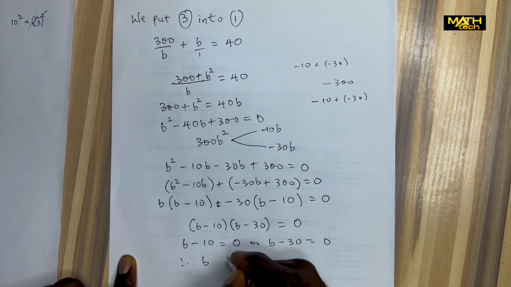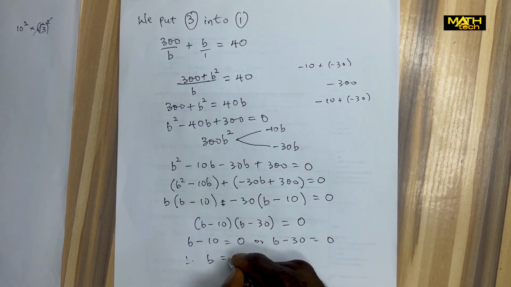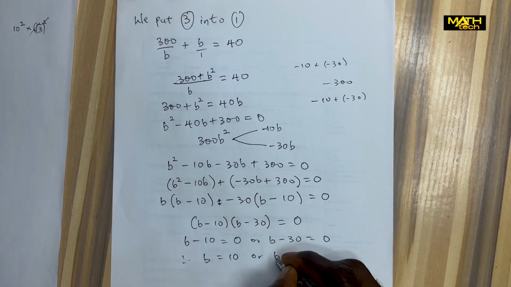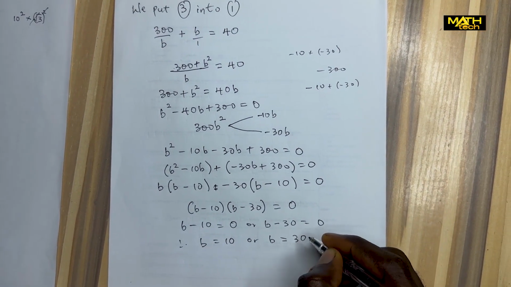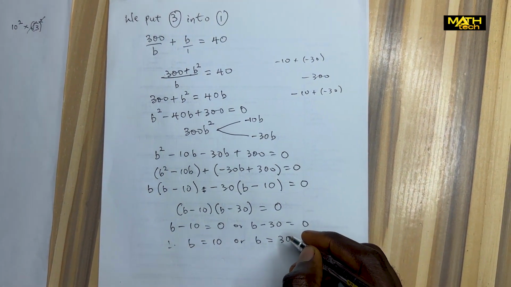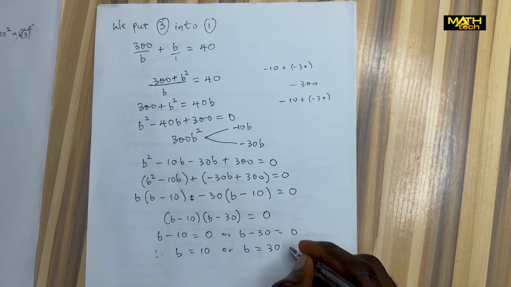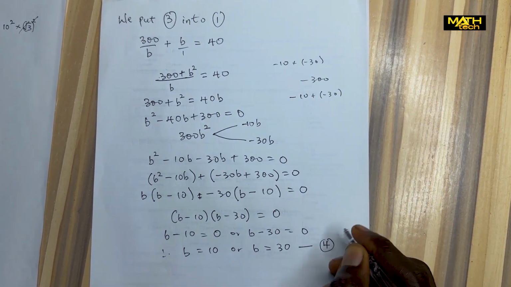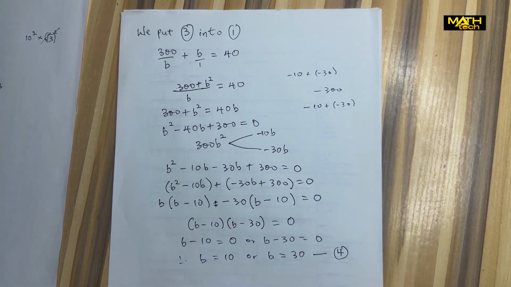And therefore the value of B will be what? The value of B will be 10, or the value of B here will be what? 30. And we can call this equation 4.